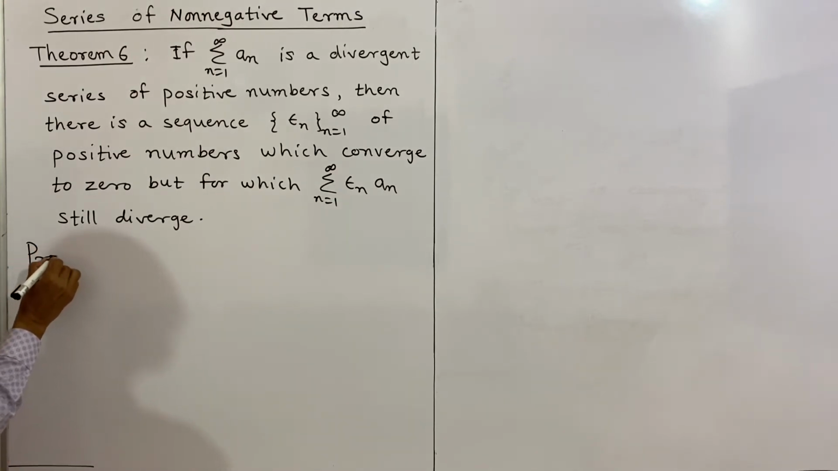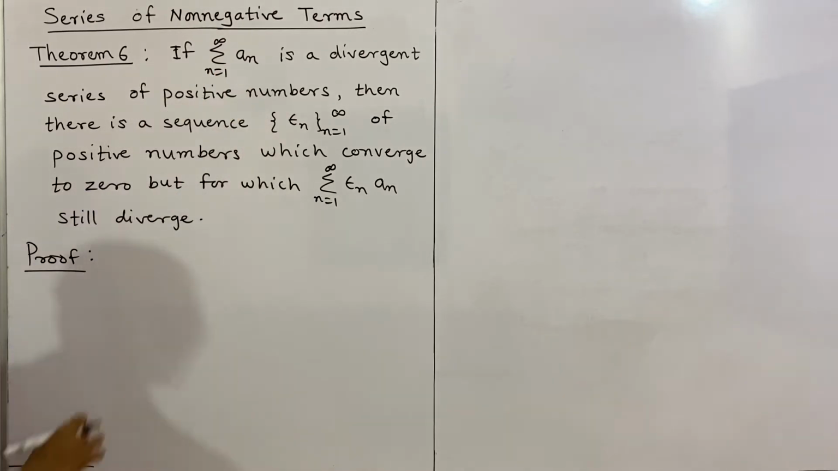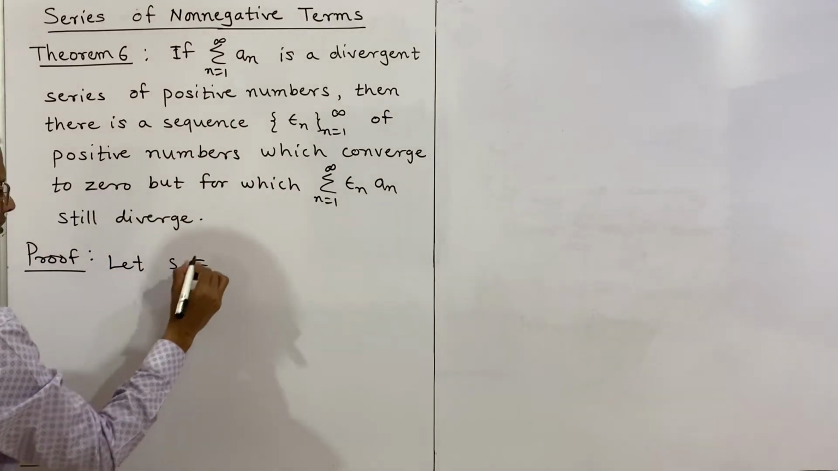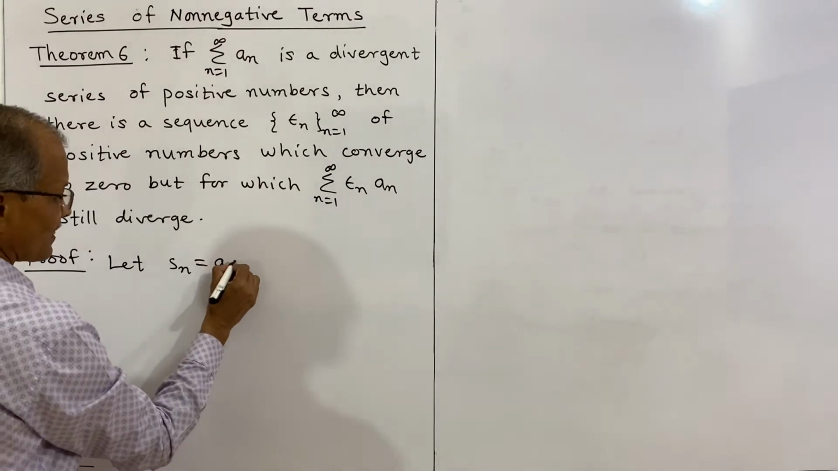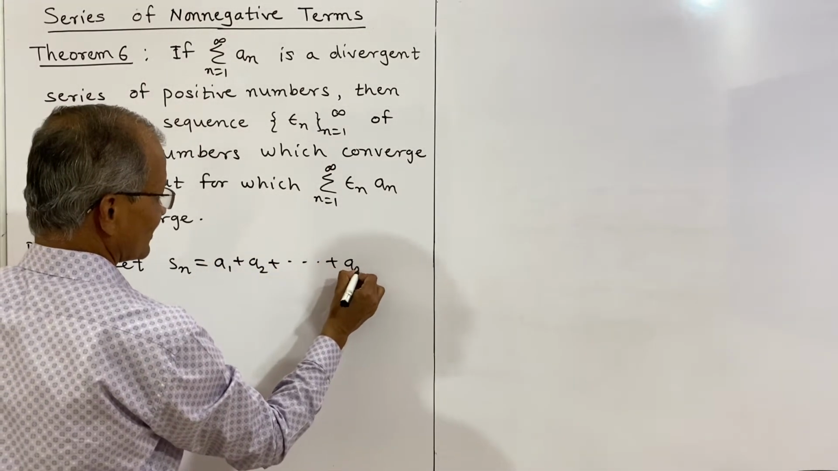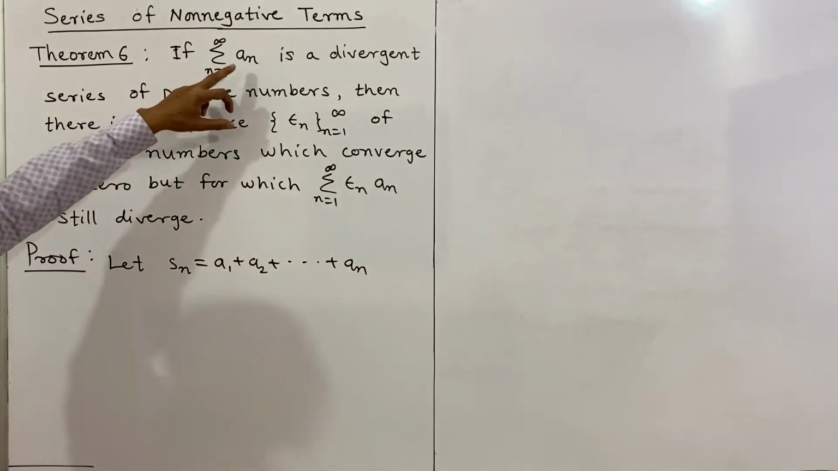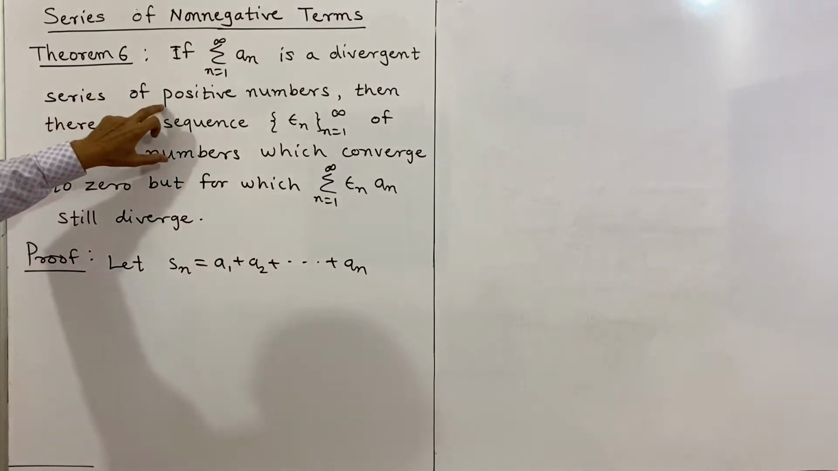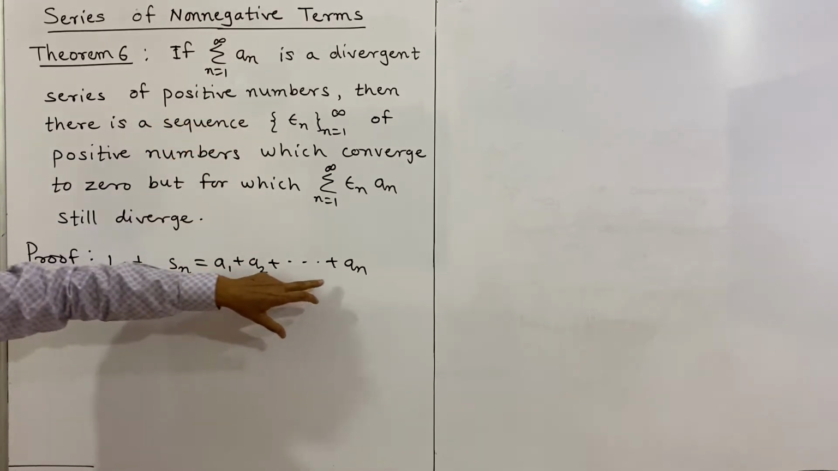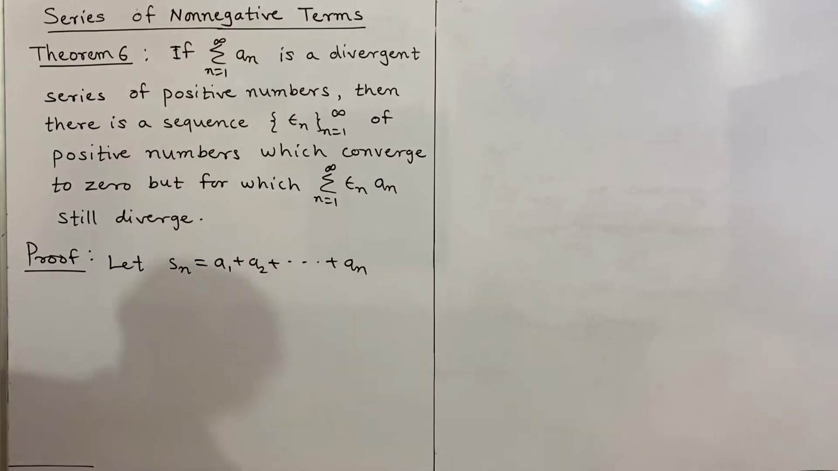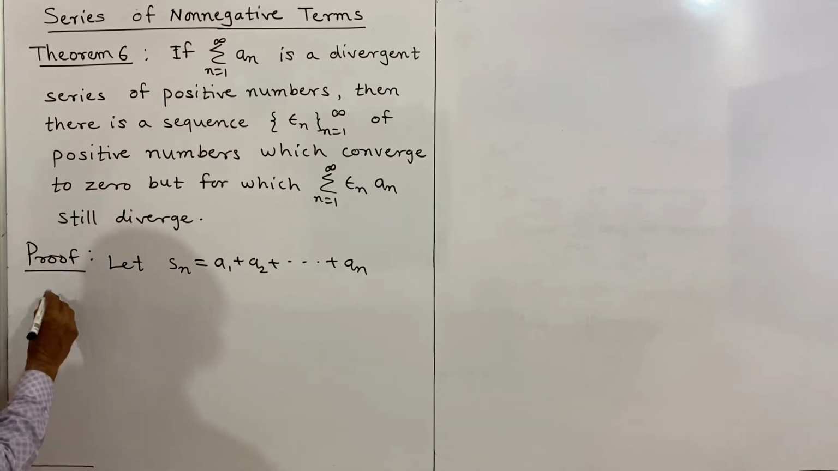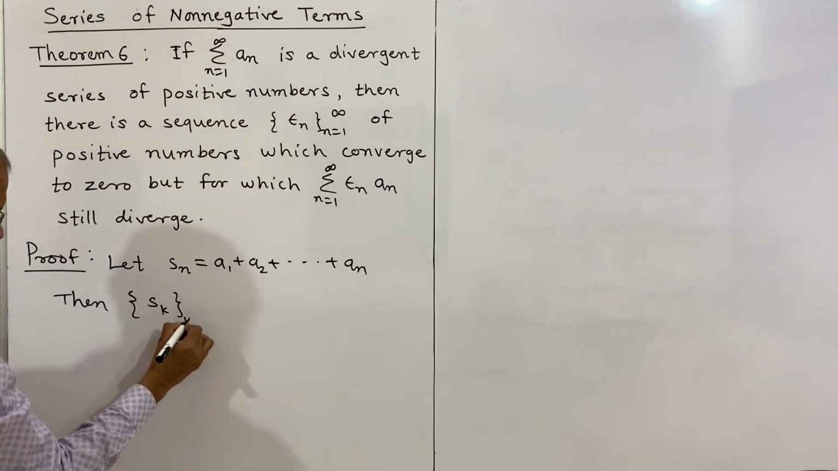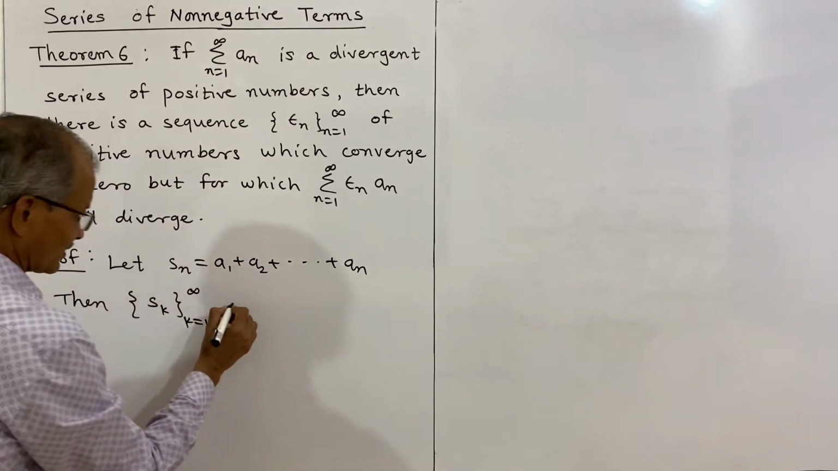The proof of the theorem. We first form the partial sums of this series sigma an, and for that purpose we consider Sn as the sum of the first n terms, that is a1 plus a2 up to an. This is Sn. Because this series is divergent, this sequence is also divergent. And because this is a series of positive numbers, each term is positive, so this is a non-decreasing sequence. Then, instead of Sn we can write the sequence as Sk, k takes value 1 to infinity, which is divergent.